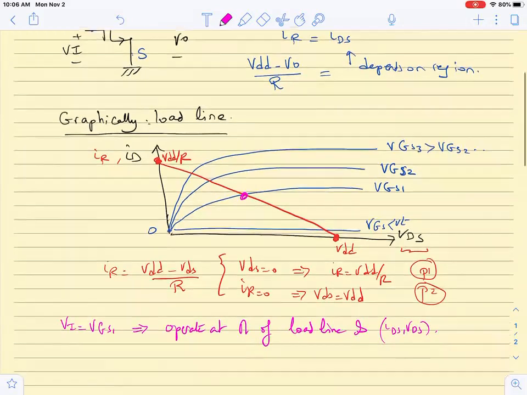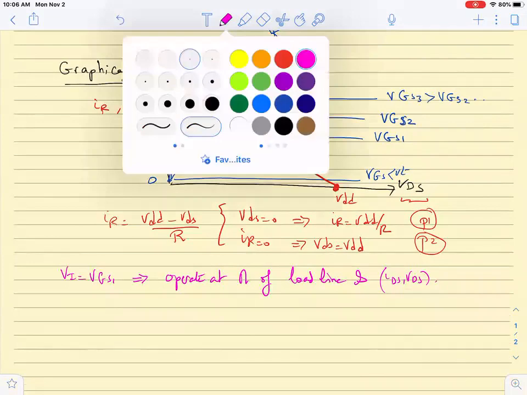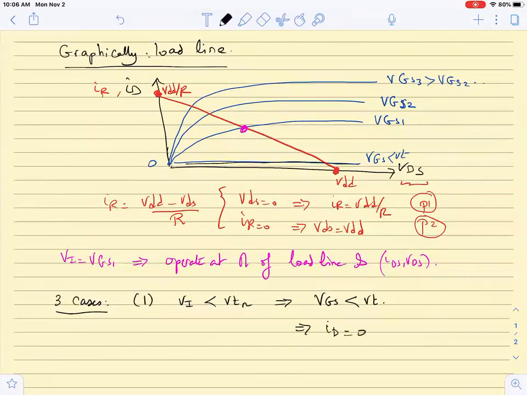Now let us look at what is happening when the input is small and as the input increases, because this will clarify what we saw last time. We have 3 cases. The first case is when Vn is less than Vt of the transistor. This means that VGS is less than Vt, so the transistor is off, meaning ID equals 0, and I am operating on these curves, ID equals 0. In this scenario, IR is going to be equal to 0.